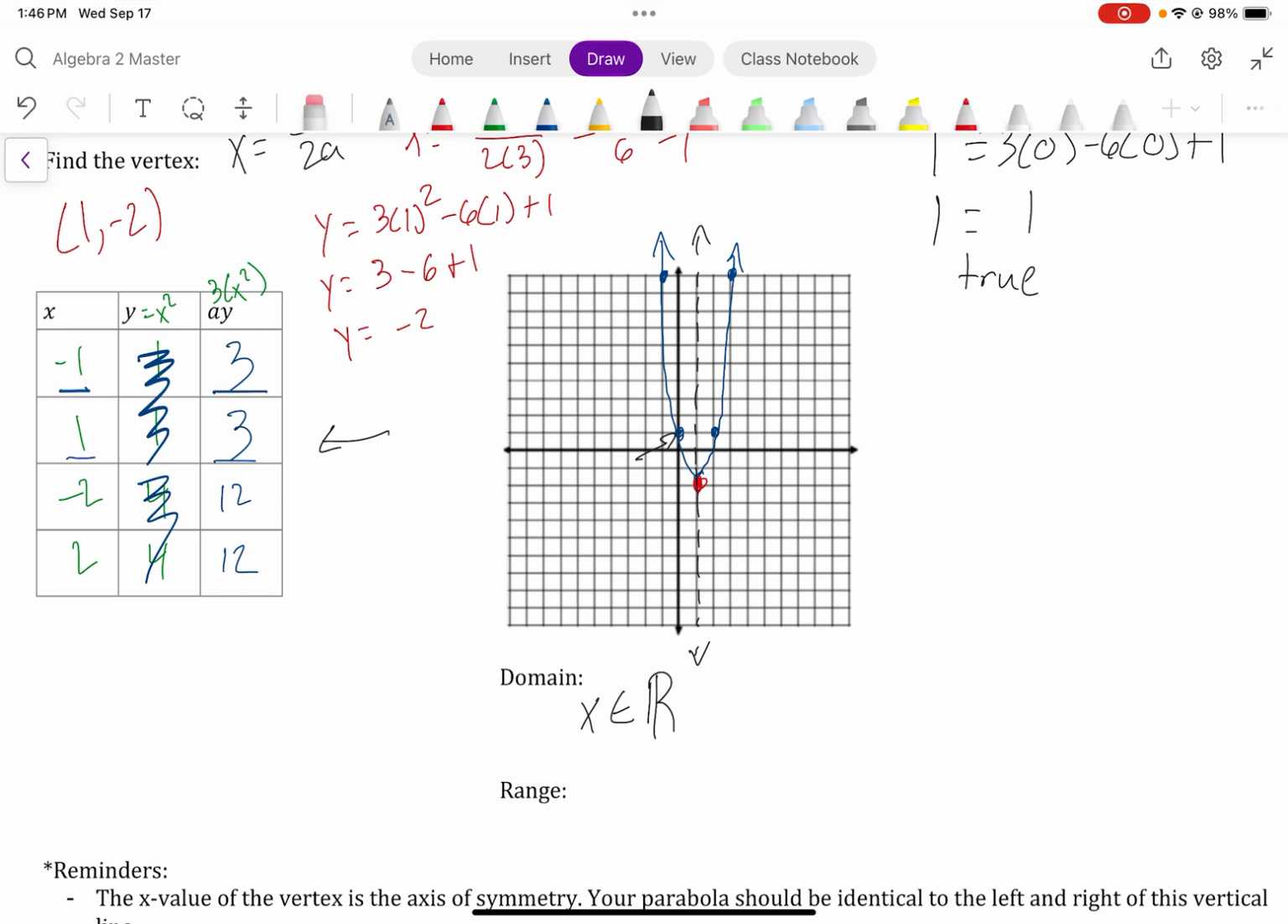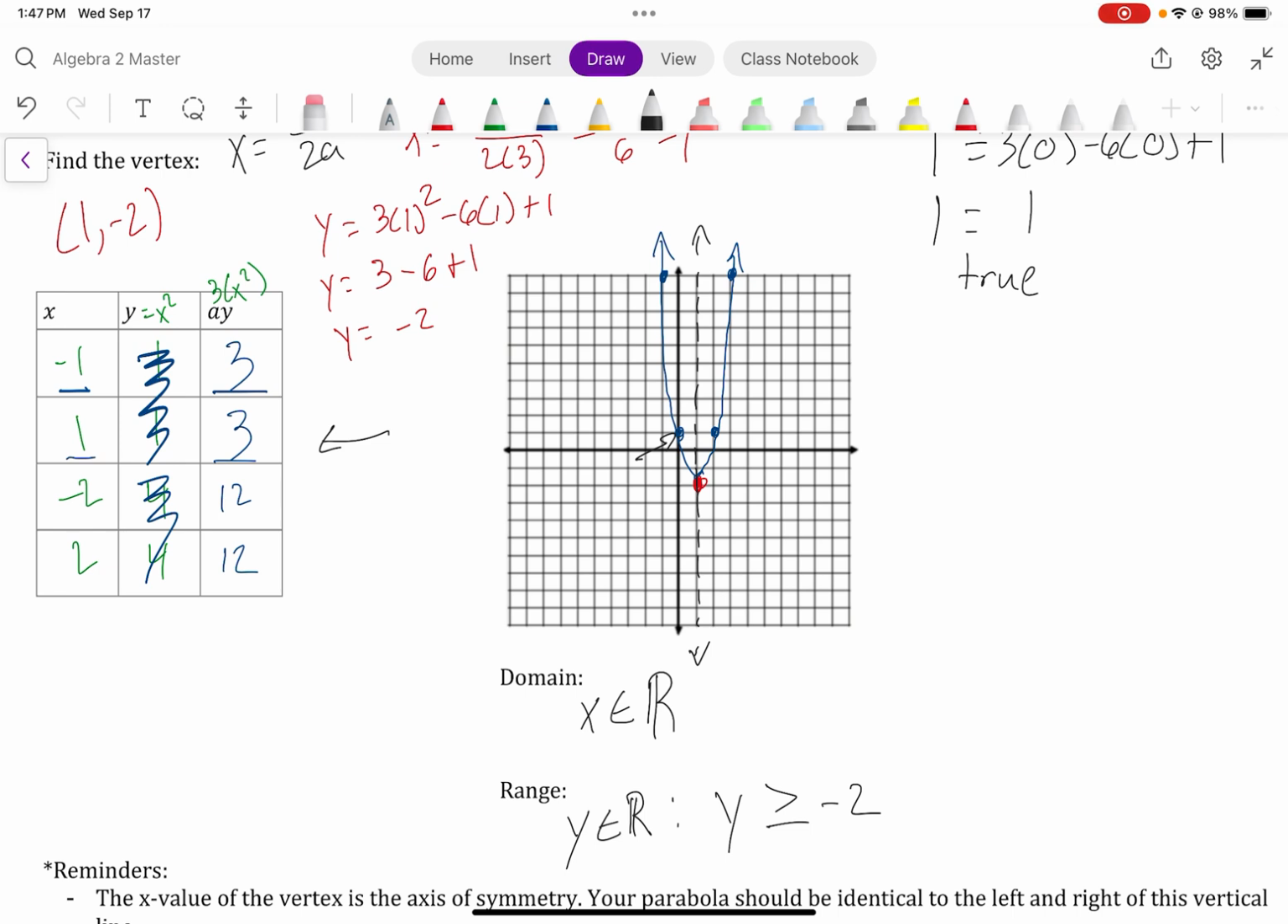My y values, range, is what y values. Some of us like to just say y exists in the reals, which is true, but it's not the best answer. My lowest y value is my vertex. This is a minimum. My y value was a -2, and then everything above that is where those arrows are going to point. So y is greater than or equal to -2.